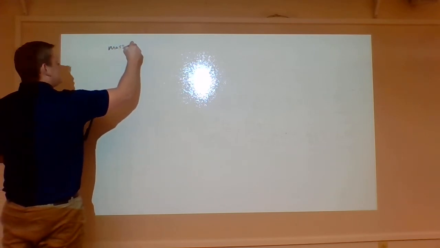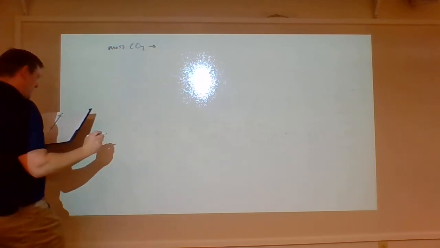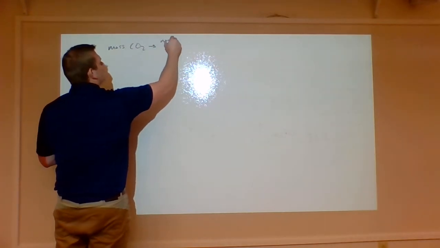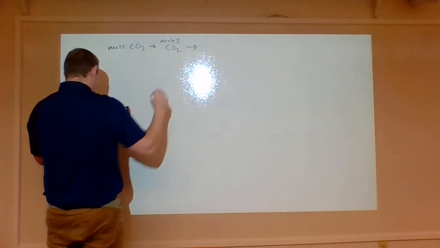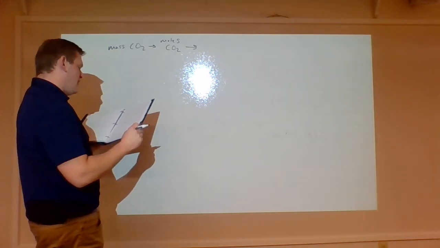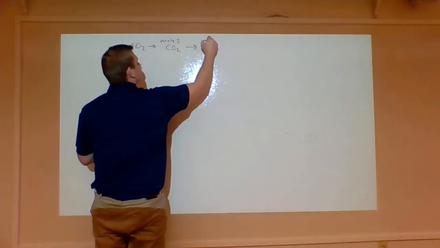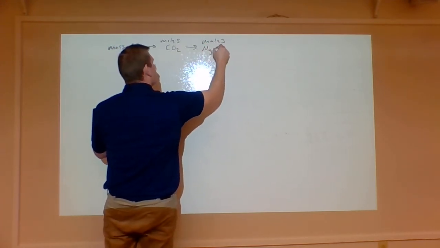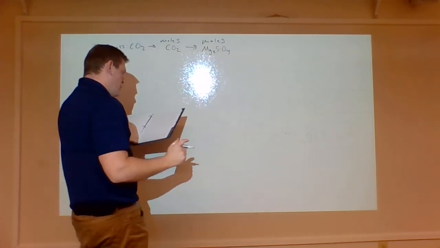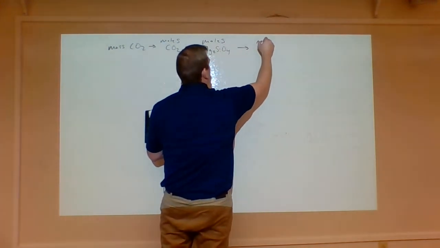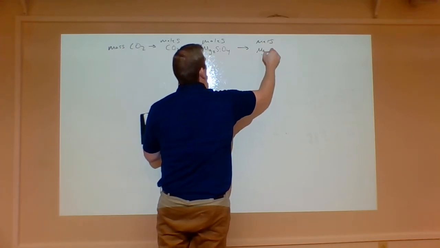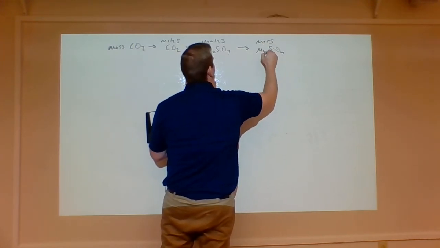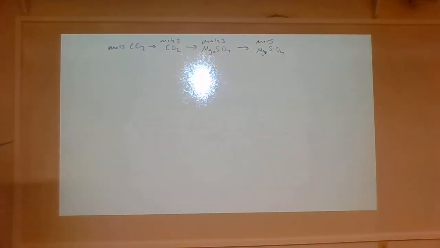We're going to start off with a mass of CO2. We're going to convert that into moles of CO2, which is going to then convert to moles of Mg2SiO4. And then we're going to convert that into our mass of the Mg2SiO4. Okay, and then we have a couple unit conversions in there.